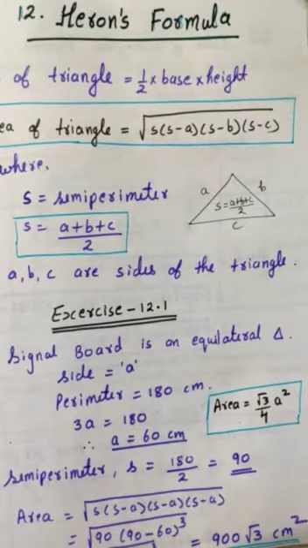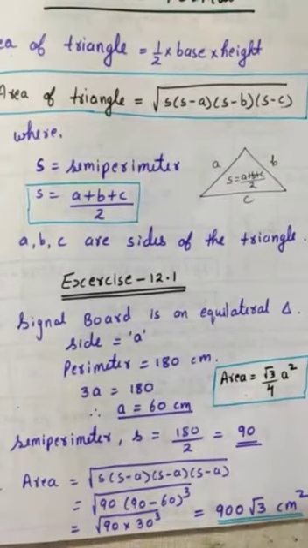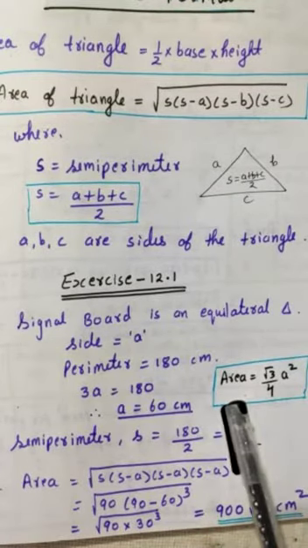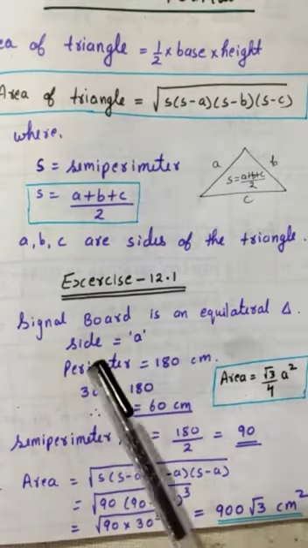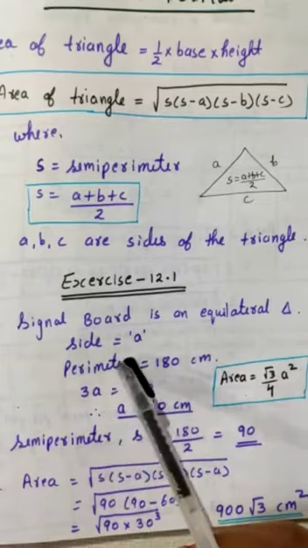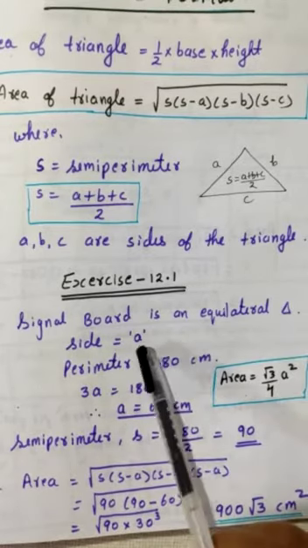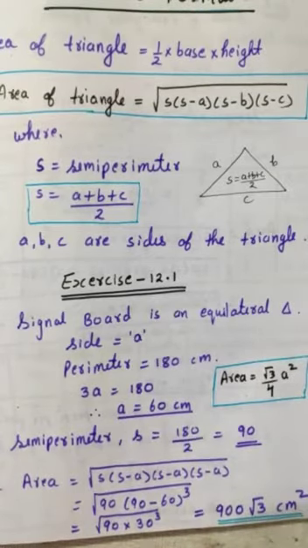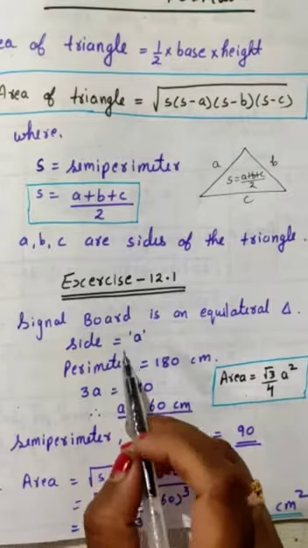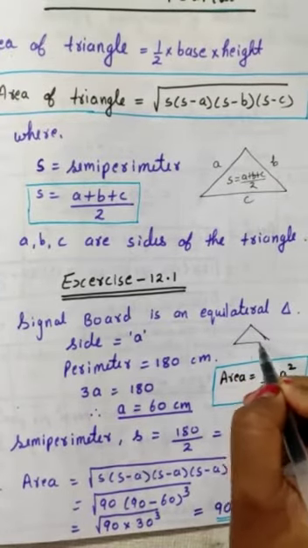The first exercise, 12.1, basically uses Heron's formula for practical life applications of the triangle. The first question says that in front of a school, a signal board is there in the form of an equilateral triangle, in which it is written "School Ahead". It is an equilateral triangle whose side is given as a. So the side of the equilateral triangle is a.